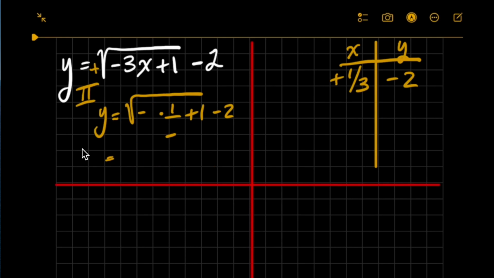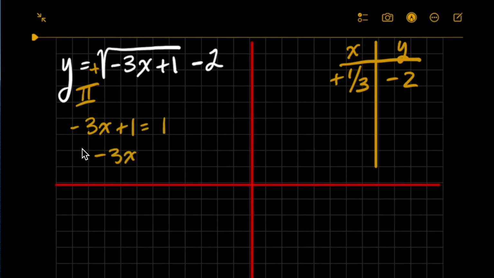Next thing we do is we set the radicand equal to our first perfect square, which is going to be +1. X equals 0. We are now going to do f of 0. If we plug in 0 to this equation, we're going to get the square root of +1 minus 2, which is -1. And again, that is by design. We're trying to pick x values that make this math easy.